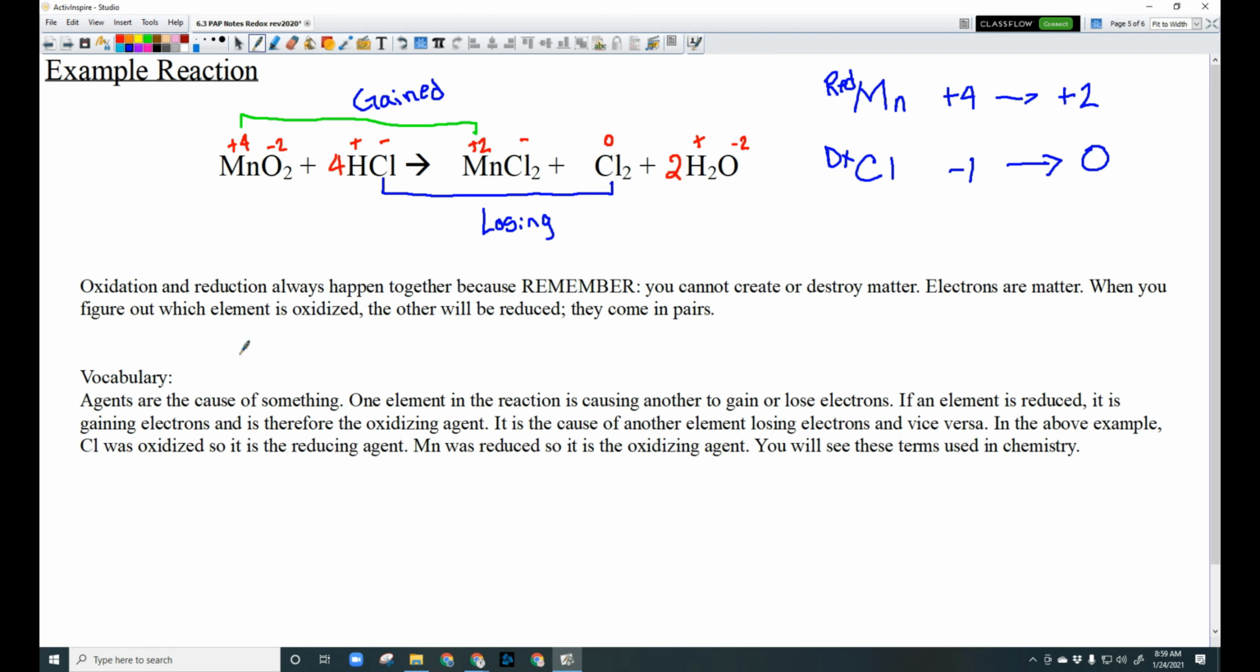Okay, so little vocabulary here. Agents. Agents are the cause of something. So one element in the reaction is causing another to gain or lose electrons. So if an element is reduced, then it's gaining electrons and then therefore is an oxidizing agent. So it's kind of the opposite. If it's reduced, it's an oxidizing agent. If it's oxidized, it's called the reducing agent. Okay, so you'll see these terms agents in your homework or on your test. So that's some vocabulary that you're going to see. So make sure that you understand and learn that.